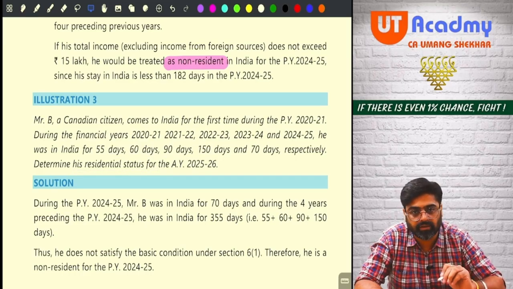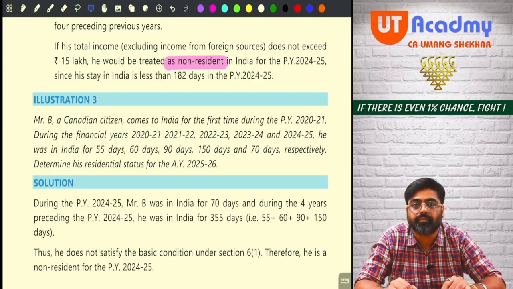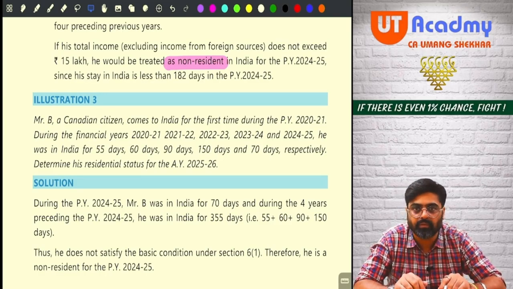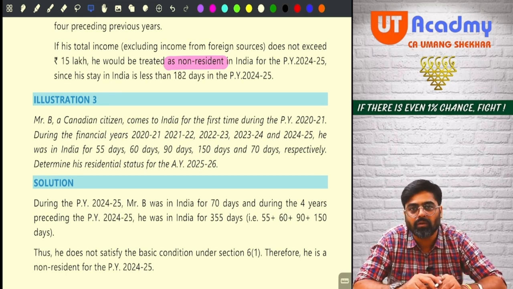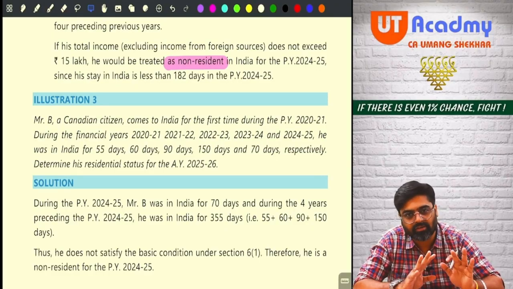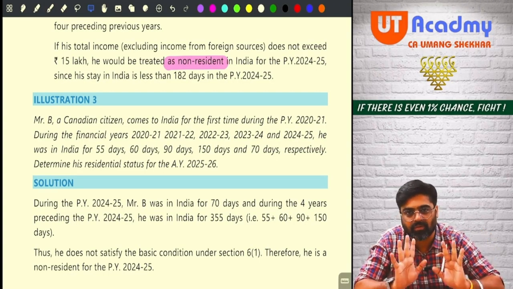What will be his residential status? First of all, Mr. B is a Canadian citizen, meaning not an Indian citizen. Is he a person of Indian origin coming for a visit? No. He is not a person of Indian origin also. So forget about the 3 exceptions and special case. This is a normal case.